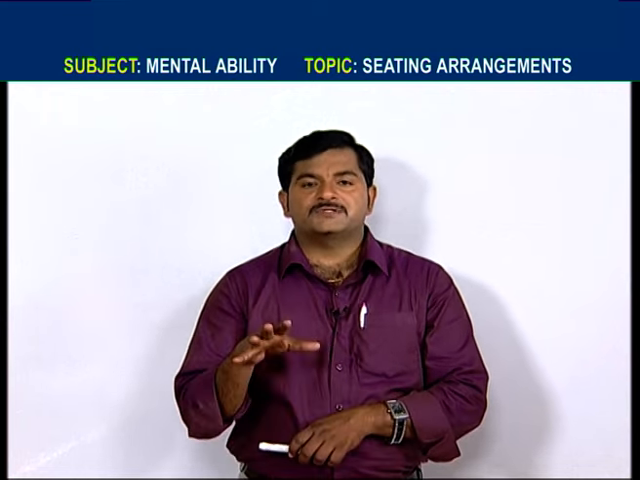Now we'll take one question based on linear arrangement. Let's see how the question goes. The question is based on linear arrangement. What he mentioned here: A, P, R, X, S and Z. They are sitting in a row. It is clearly mentioned that they are sitting in a row. He gave some conditions. S and Z are in center. Total he gave 6 objects.